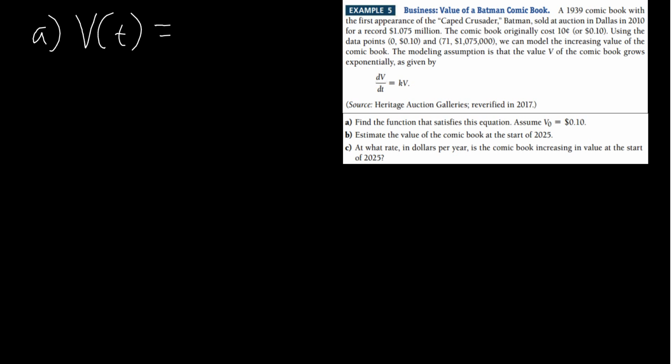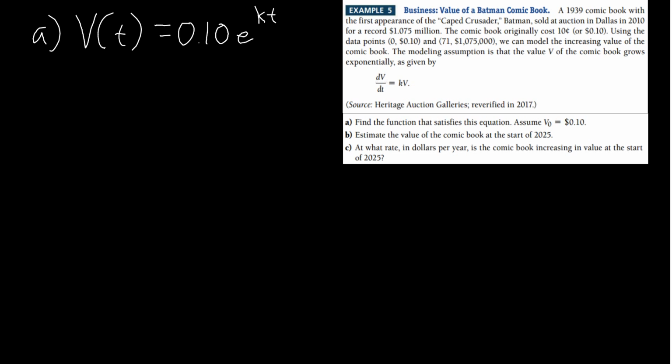Well, we are told to assume that v naught is 10 cents. So we put 0.10, that's 10 cents. And then it is times e to the, we're not told a k, so that's that. Okay, so that's the function we have starting out, right?